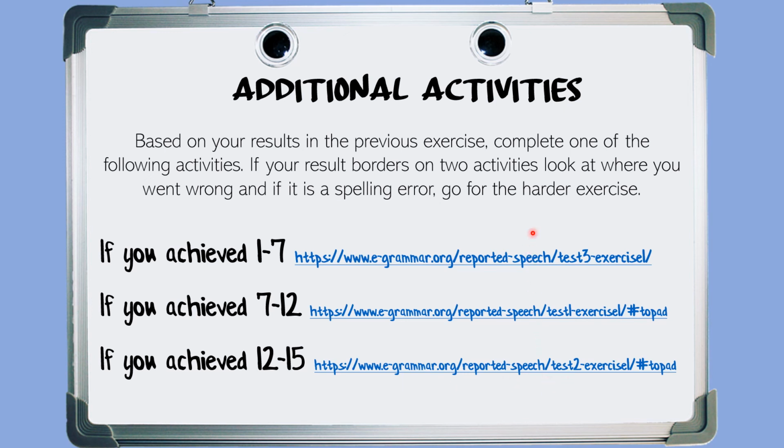You're welcome to try the easier ones and harder ones. And again, if you got 12 or 7, you need to see where you went wrong. If you really didn't understand taking direct speech to indirect speech, then start with the easier one. And if it's too easy, then jump to this harder one. If it was just spelling, please start with the higher one, as it will be better for you and will probably help you a lot more.